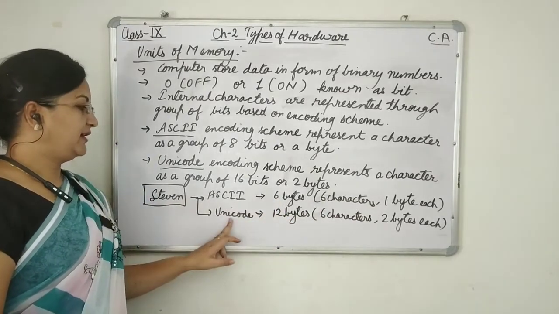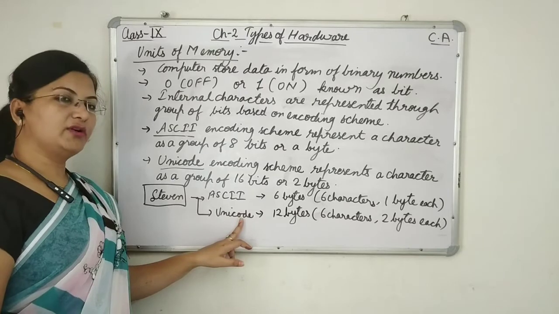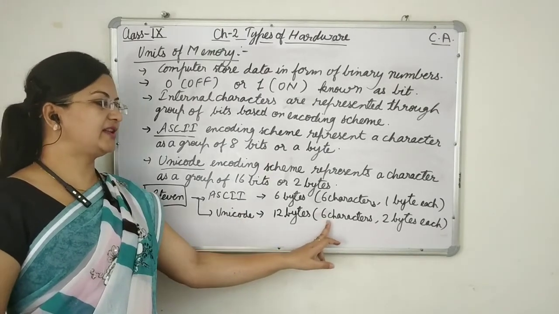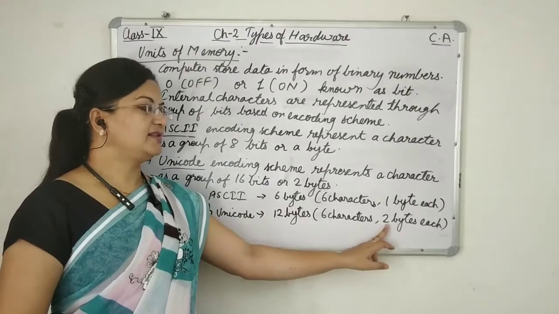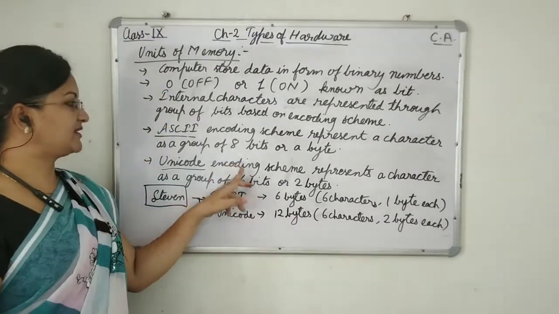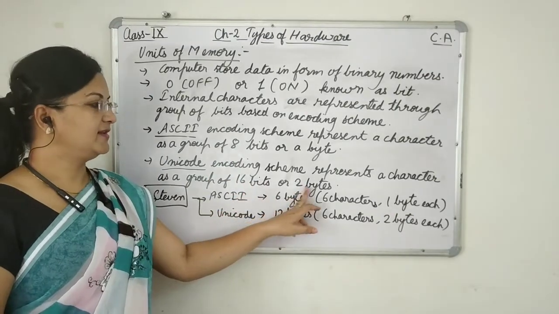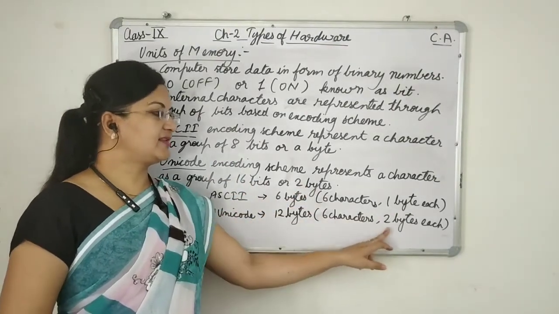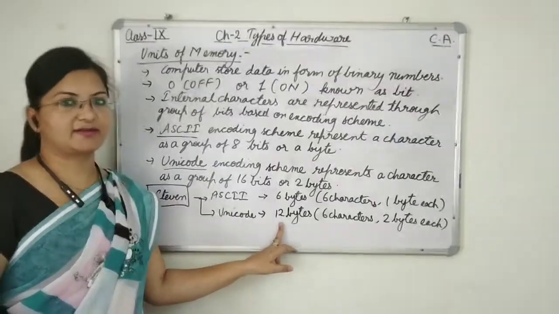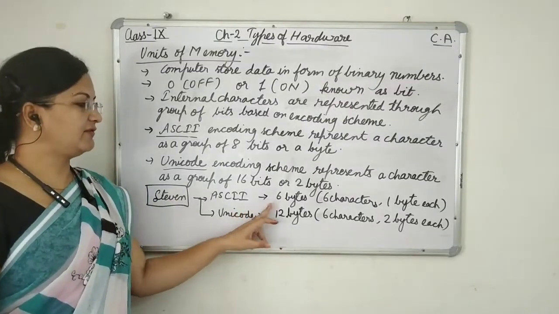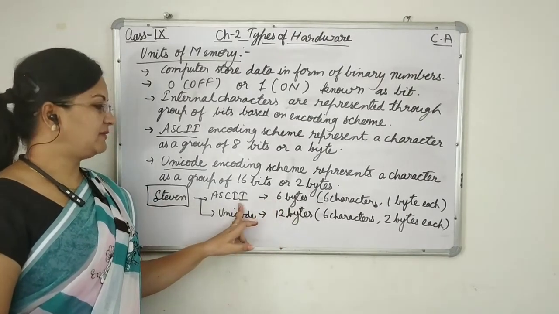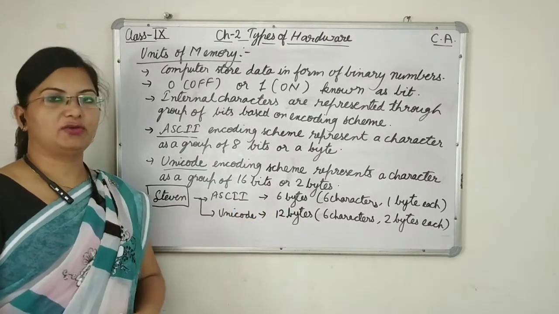Now in Stephen, if we consider the Unicode encoding scheme, we know there are 6 characters and it stores 2 bytes for each. Like here you can see 16 bits, 2 bytes. So 6 characters, 2 bytes, then we have to multiply. 6 twos are 12. It is 12 bytes. So this is the way of storing with the encoding scheme. Encoding schemes are of 2 types, ASCII and Unicode.